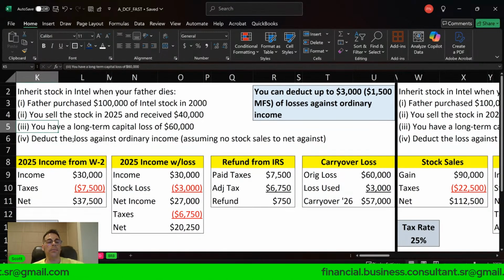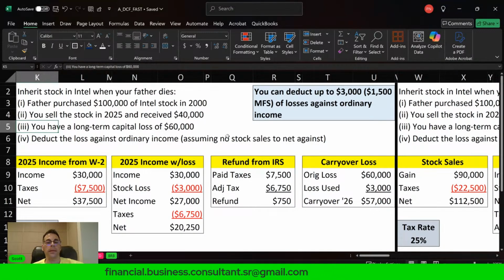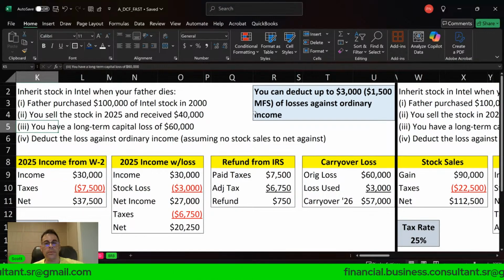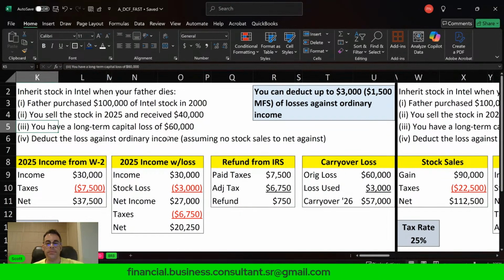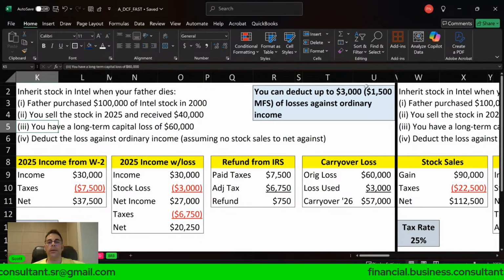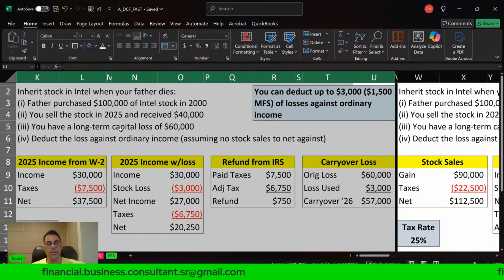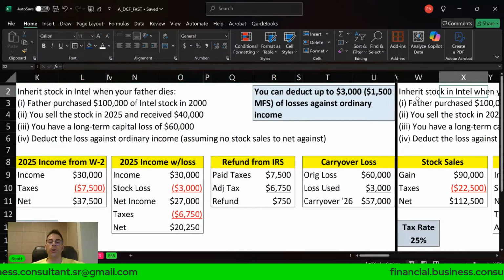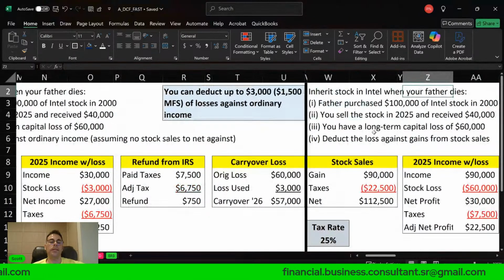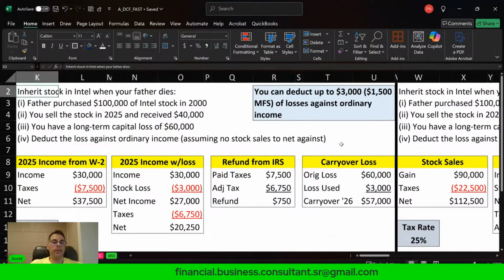So you could deduct the loss against ordinary income. But the problem is you can only deduct $3,000 a year on ordinary income. Let me give you two examples. It might make more sense. So in this first example, this is example one, you did not sell any stock for a gain or loss besides this. In the next example, I'm going to show you what happens if you sell a stock and have a gain to offset this loss.